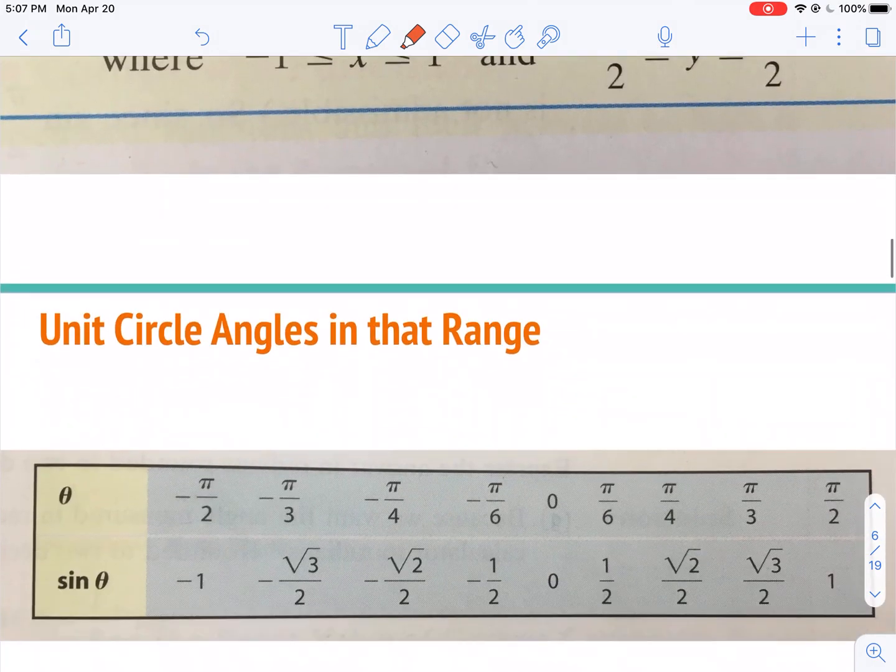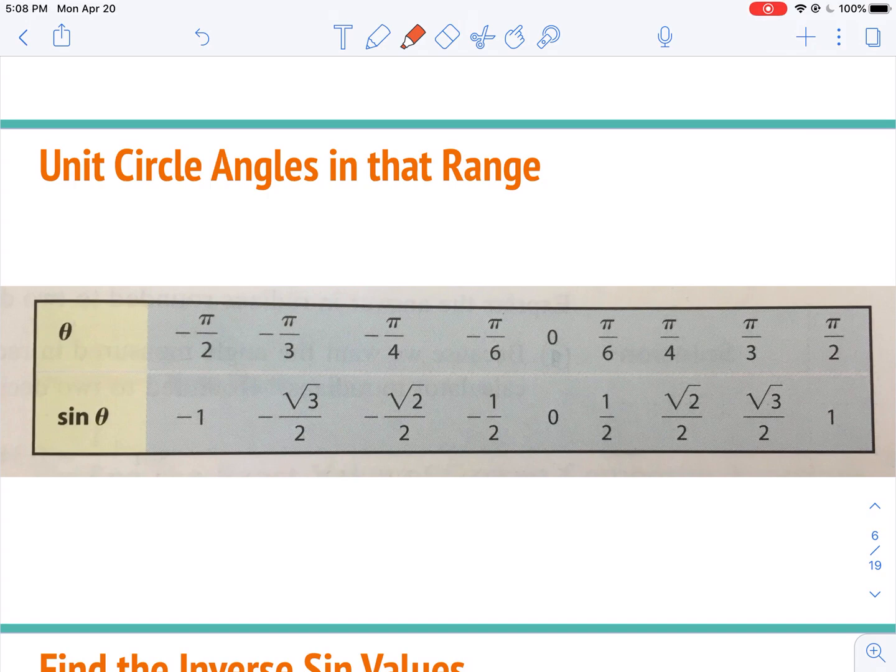So let's look at it. These are the unit circle values, the common ones that you're going to see. These are the ones that appear in the unit circle all the time. These are our known values. If you see the inverse sine of -1, you know your answer has to be negative pi over 2. If you see the inverse sine of 0, you know your answer has to be 0. If you see the inverse sine of root 3 over 2, you know your answer has to be pi over 3. Those are just the unit circle angles that already exist in that range.